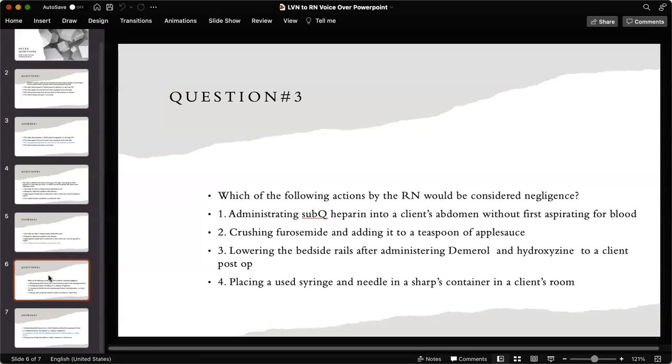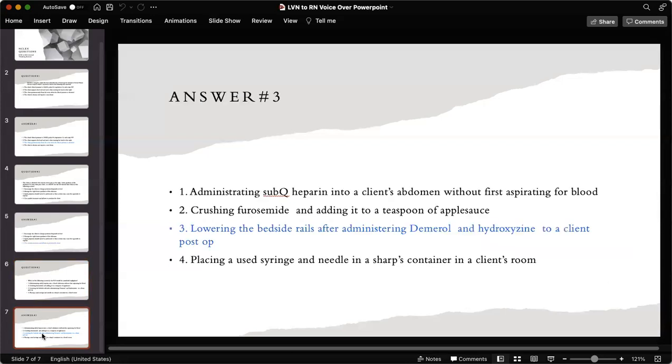And from all 4 of these, we know number 1, number 4 are okay. It really comes between number 2 and number 3. It's all about safety. They're giving you a hint by saying Demerol and hydroxyzine to a client post-op. So even though it doesn't say how long the bedside rails are down or give more information on it, they're still saying it, and they're mentioning very sedating medications. So that could potentially be a huge problem with a patient falling. So that would be the correct answer as far as having negligence.